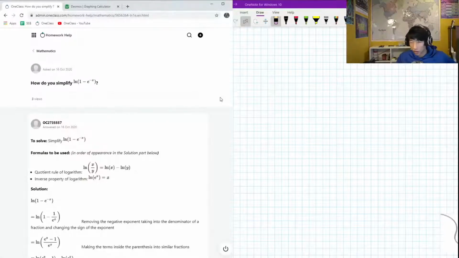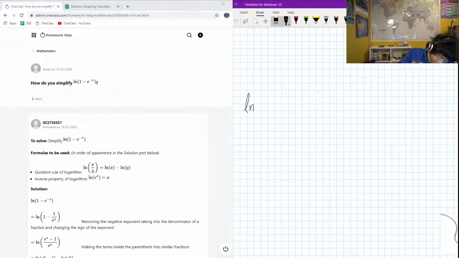Okay, so here we have the next question on our menu today, which is asking us how could we simplify natural logarithm of 1 minus e to the power of negative x. So let's write that out like this: 1 minus e to the negative x.